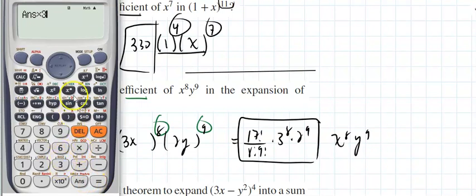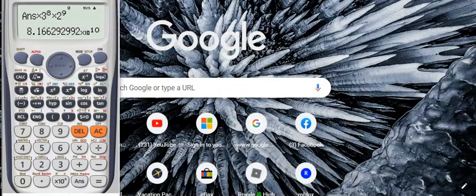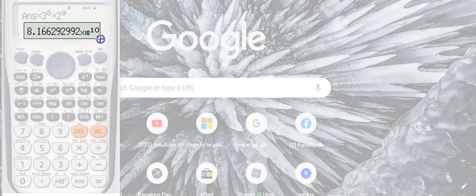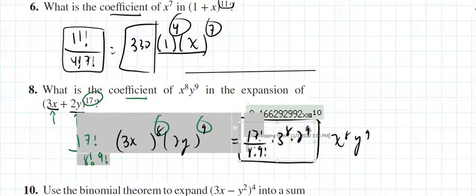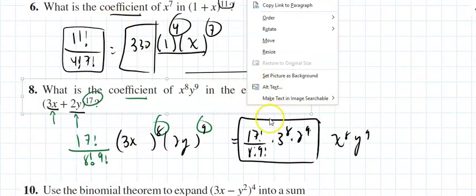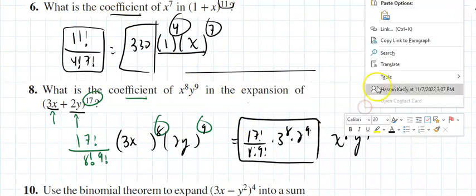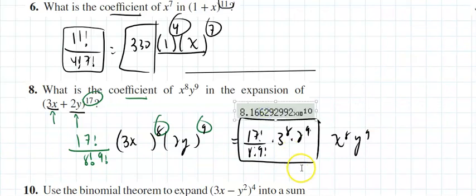I'm going to multiply that by 3 raised to the 8, and I'm going to multiply that by 2 raised to the 9, so it's a massive number. I'd rather you leave it like this, but the back of the book will most likely have something like this. So it doesn't matter to me which way you leave it.